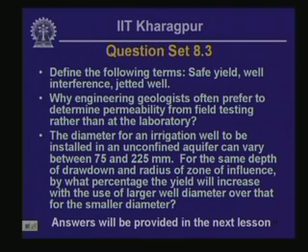The third question is, the diameter for an irrigation well to be installed in an unconfined aquifer can vary between 75 millimeter and 225 millimeter. For the same depth of drawdown and radius of zone of influence, by what percentage will the yield increase with the use of the larger well diameter over that for the smaller well diameter?